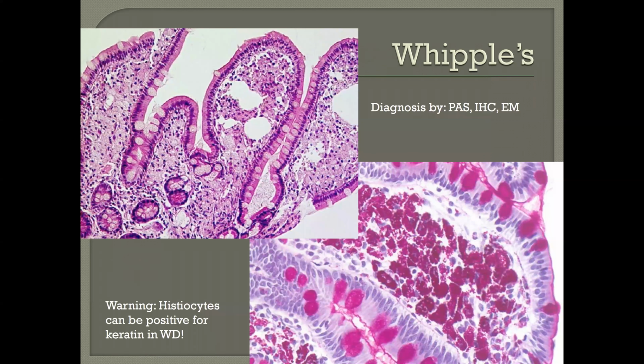Diagnosis is usually made by small bowel biopsy and seeing these prominent pale histiocytes within the lamina propria. Typically, these will stain with PAS stain, but you can also find a specific immunohistochemical reaction for this microorganism and potentially do electron microscopy.